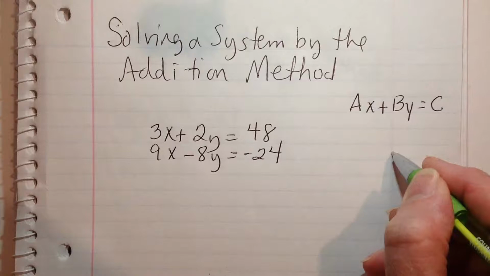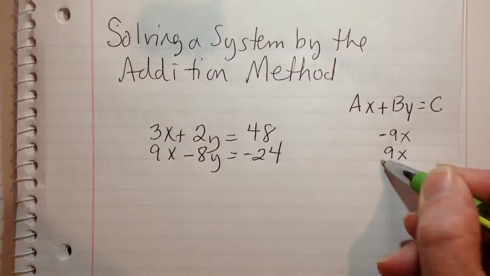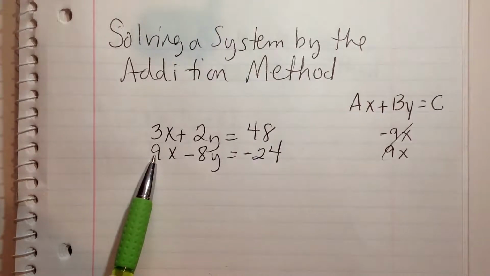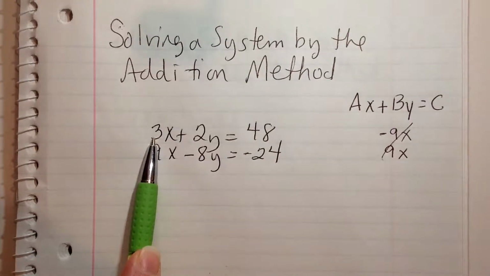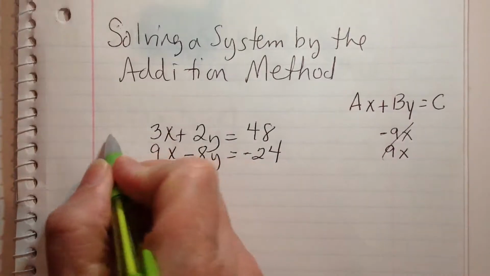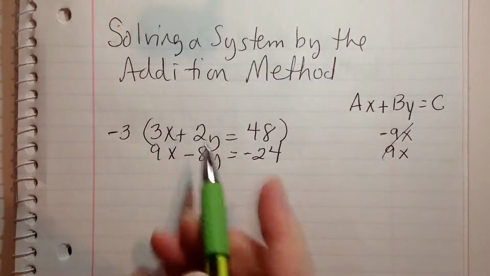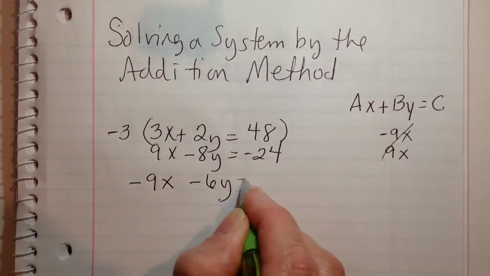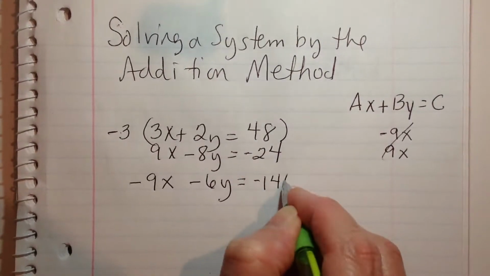If I want to eliminate the x's and I have 9x, I need negative 9x so that when I add these, they cancel each other out and eliminate a variable. So when I look at this equation, I see that I have positive 9 and I have positive 3. Is there a number that I can multiply times 3 to give me negative 9? Yes, there is. So let's multiply the first line through by negative 3. Negative 3 times 3x is negative 9x. Negative 3 times 2y is negative 6y equals negative 3 times 48. I believe that's going to give us negative 144.